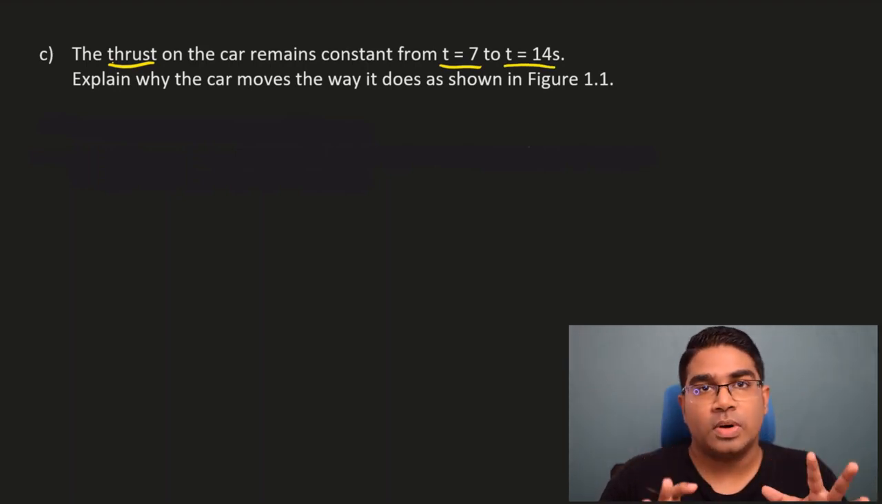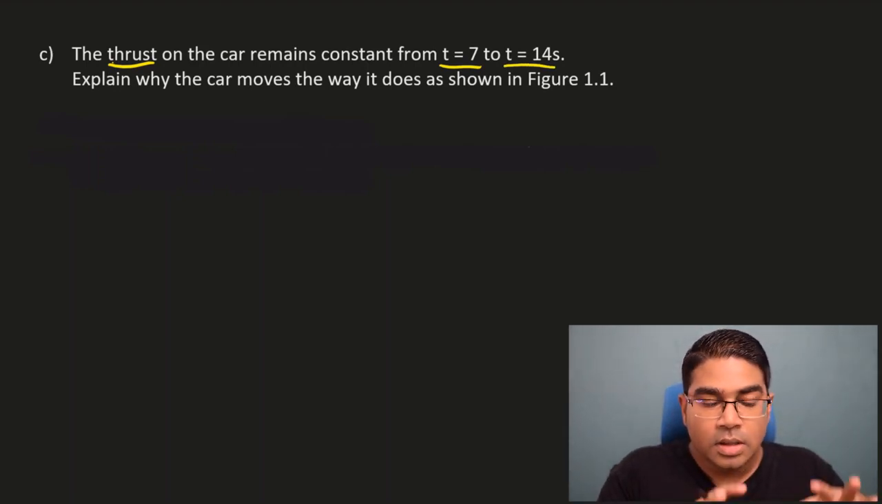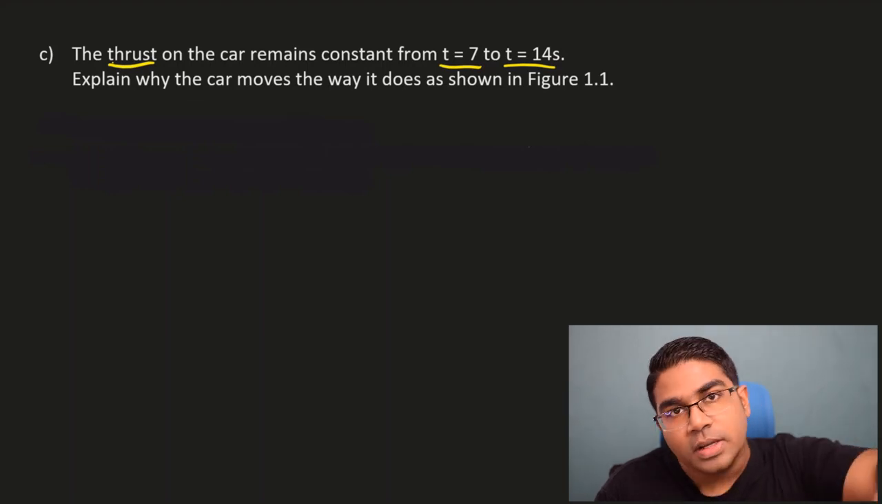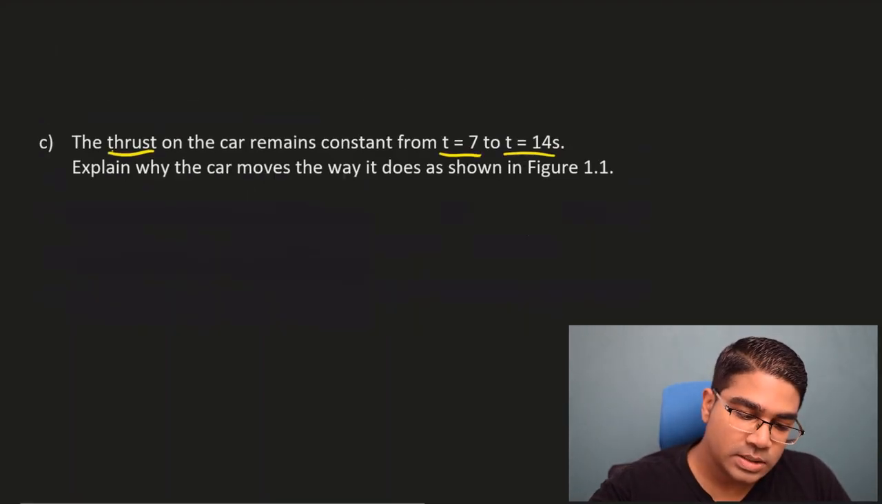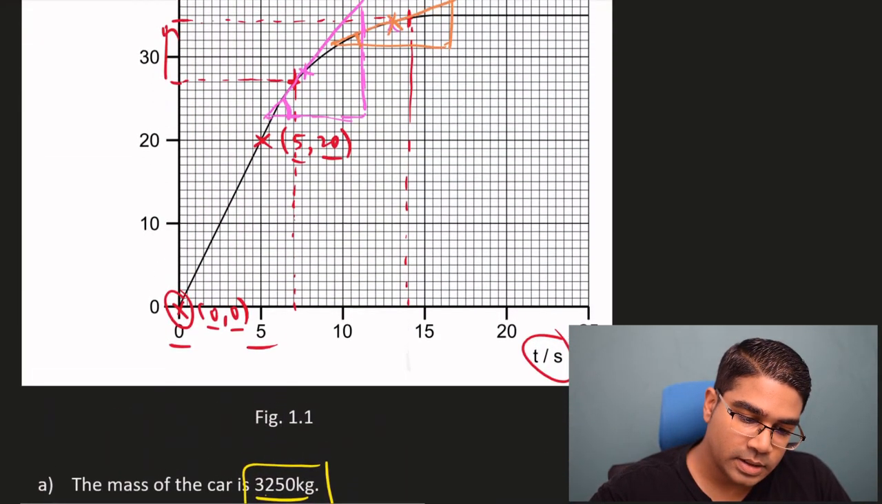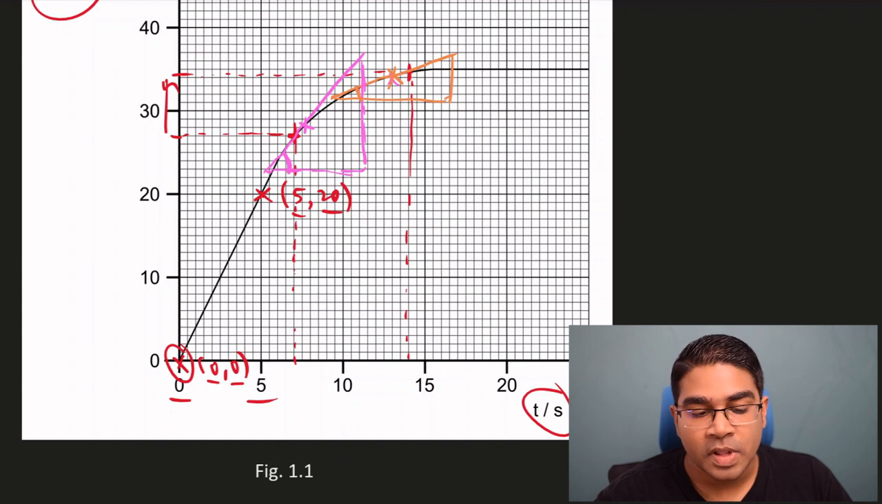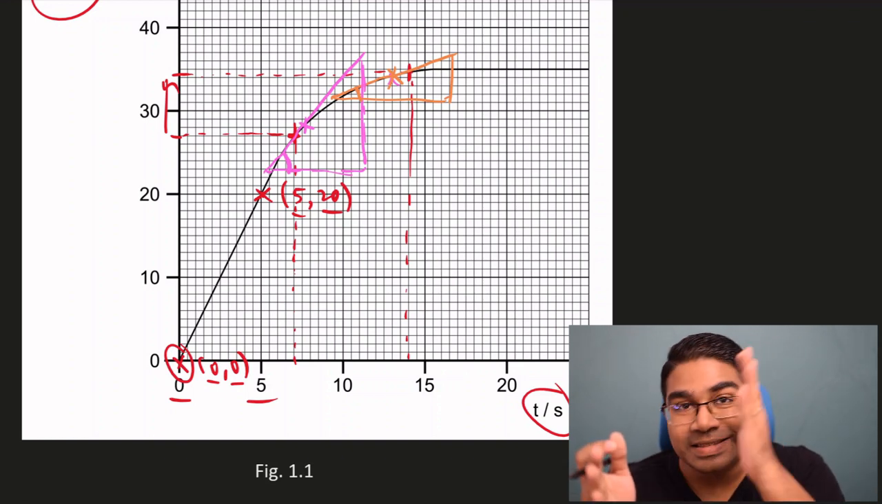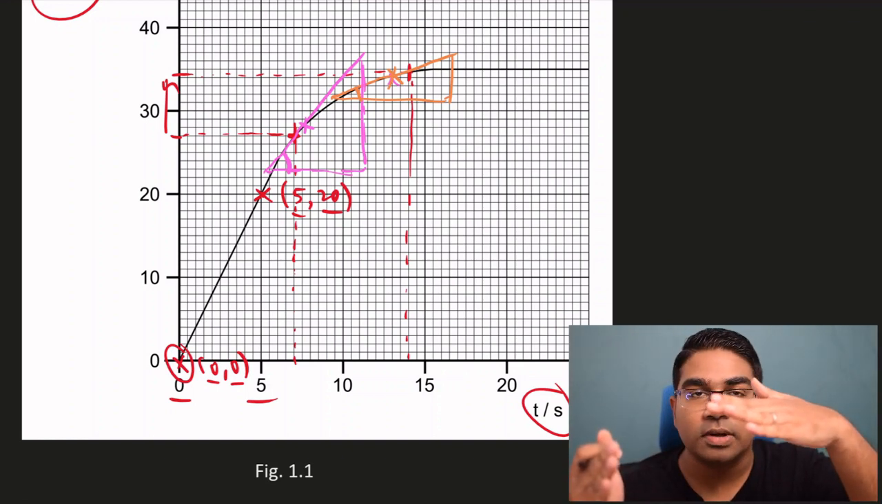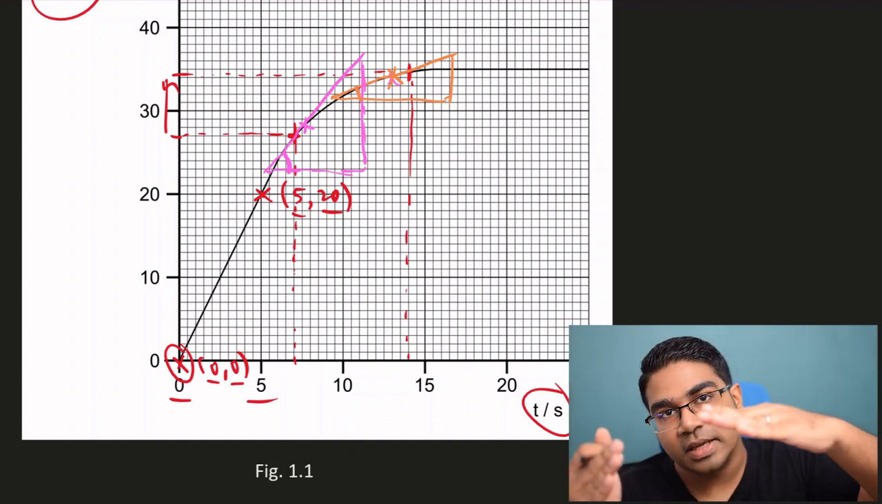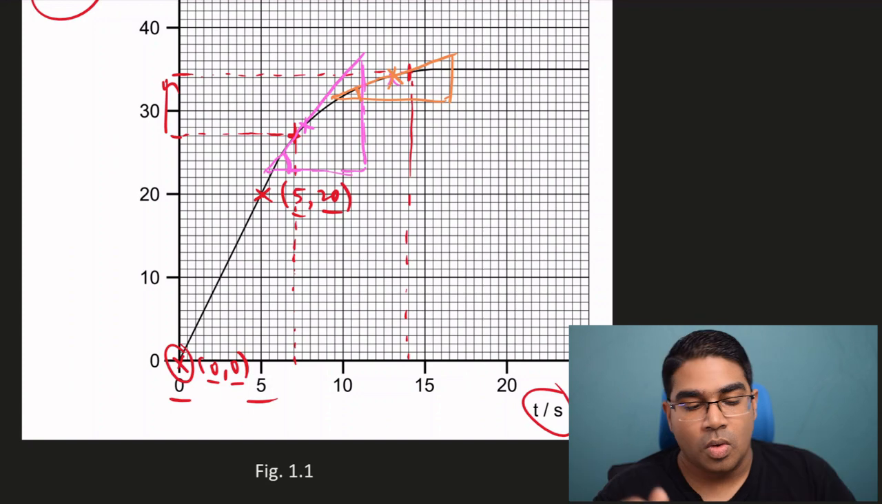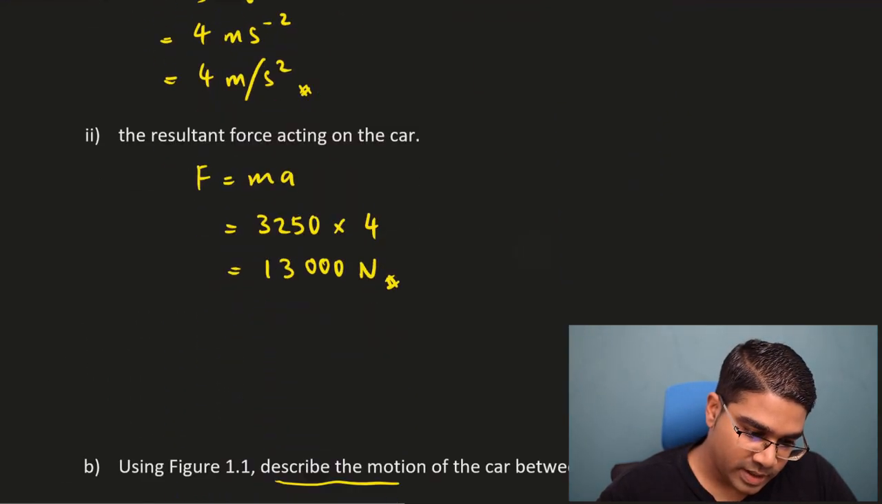Now let's just pause and think about this. The force that is driving the car forward is constant according to the question from 7 to 14. However, we just saw that the car is still accelerating. From 7 to 14, the car is still accelerating. It does not reach constant velocity yet. It is still accelerating, but the acceleration is decreasing. So, what is happening here? And that is the question.